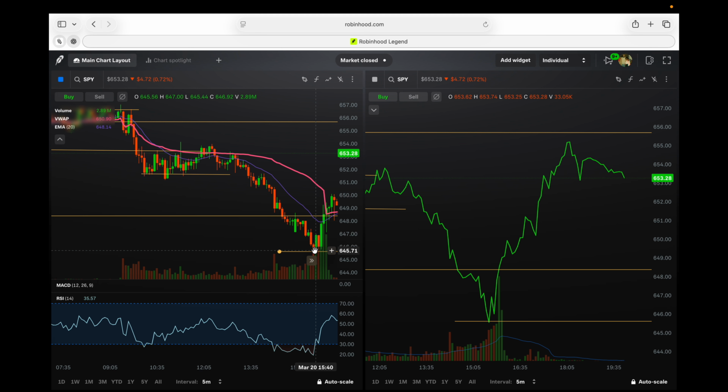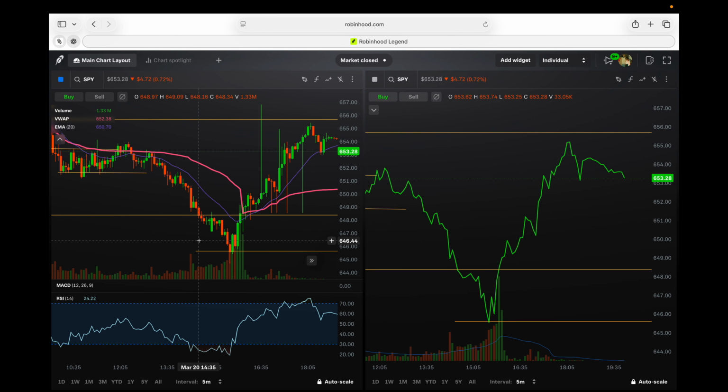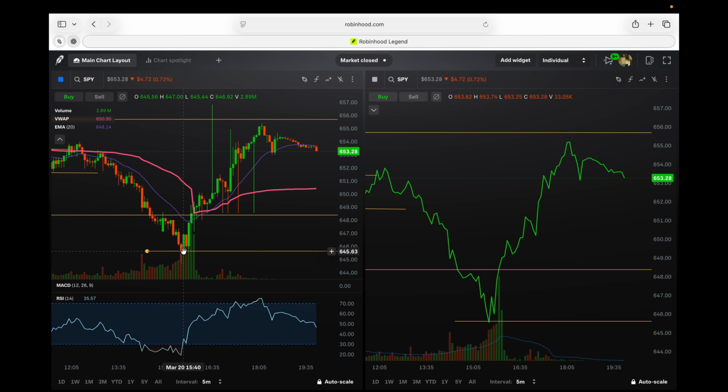So it hit the 645 area and then it bounced hard. And then I'll go over here and we'll take a look. Actually, I'll bring this chart in. As you can see, it bounced and it continued to skyrocket up. At this point, I'm out of the trade, and I've taken my profit. So, a couple things to call out is this area here.